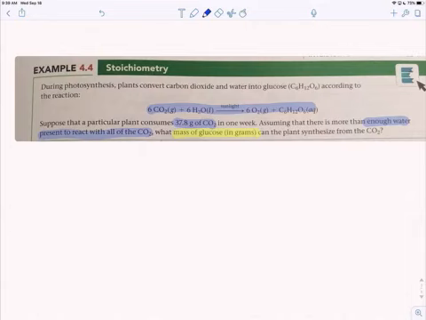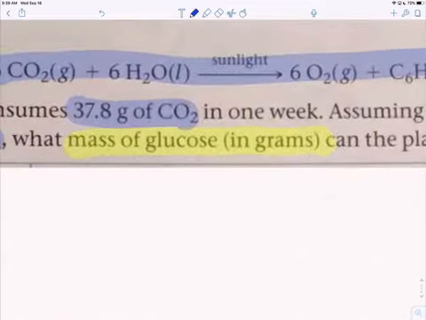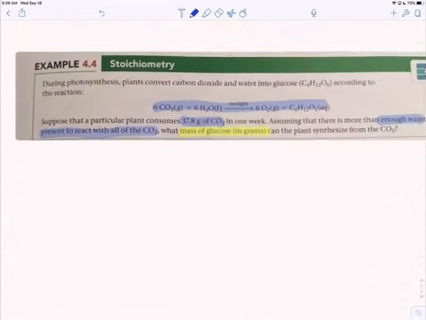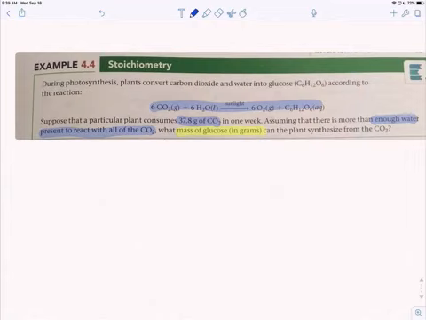So this 1 week thing, that's extra information. That doesn't matter. We don't care about how long it takes because the problem has given us other things. So what we need is in yellow, mass of glucose, and then given to us is what's highlighted in blue. So how do we solve this problem?